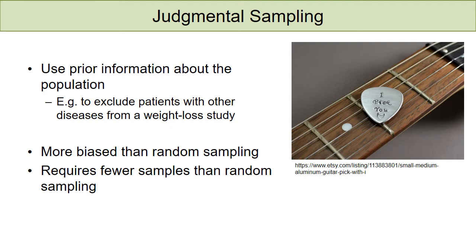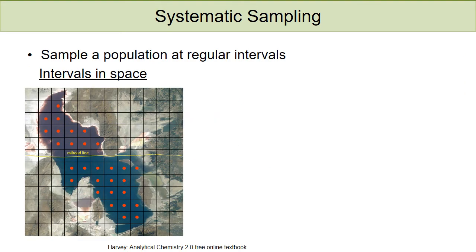Judgmental, of course, is more biased, given that it's called judgmental, and that means you have a bias, compared to random sampling. But the advantage here is that you require fewer samples, and therefore you get to save time and save money. The third main type of sampling is systematic sampling.